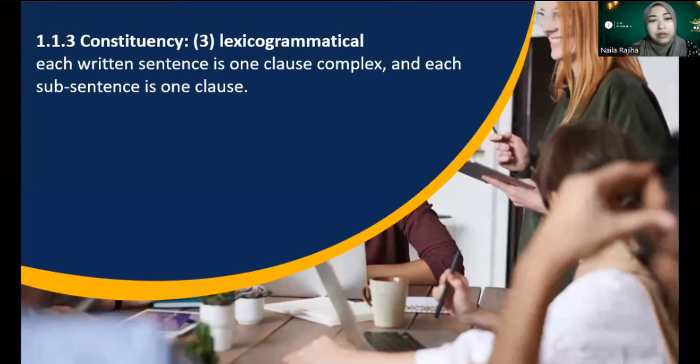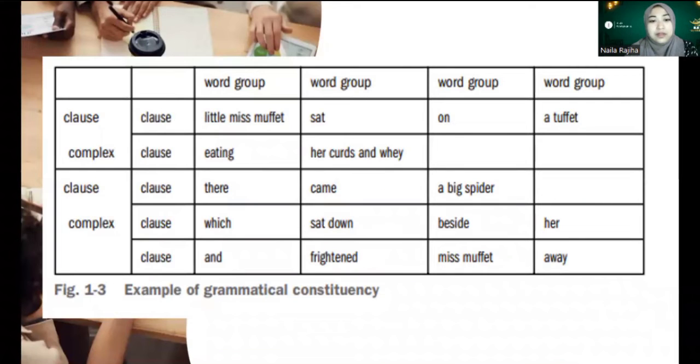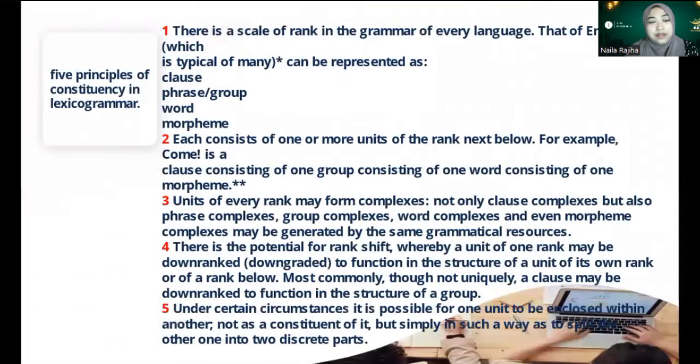Next, about the lexicogrammatical constituency, each written sentence may be a clause complex and its substance is one clause. You may see from the example the word group and the clause complex. The five principles: the first one, we may pay attention to clause, phrase, or group, word and morpheme. And one or more units consists of one morpheme.